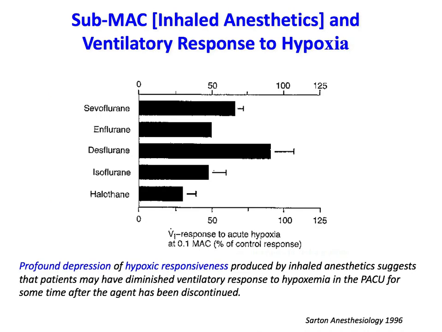Graphically, this is shown on the next slide here, where sub-MAC, that is only 0.1 MAC concentrations of volatile anesthetics, greatly depress the ventilatory response to hypoxia. In this case, you can see that at least 50% or so or more of the response to acute hypoxia is blocked at only 0.1 MAC concentration. So a profound depression of the hypoxic responsiveness is produced by inhaled anesthetics, suggesting that patients may have diminished ventilatory response to hypoxemia in the recovery room for some time after the agent has been discontinued.